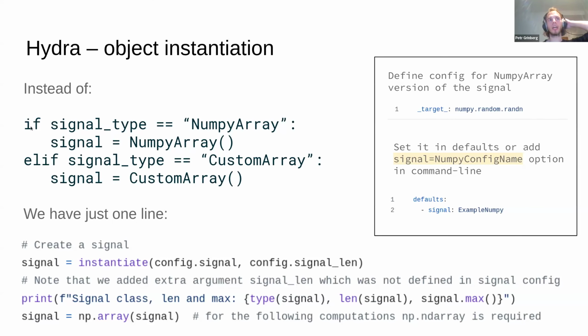Yeah, so before we had signal type. If we did something with argparse, we would have something like this: if signal type equals this, signal equals numpy array, else if signal type equals this, let's do this. Now we have one line which says signal equals instantiate config.signal, which is this string, like numpy array or custom array. And we can also add some other arguments if we want to, for example, the length of the signal, which we separate from the main config.